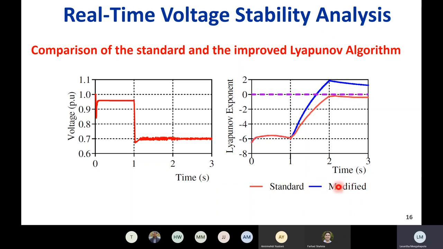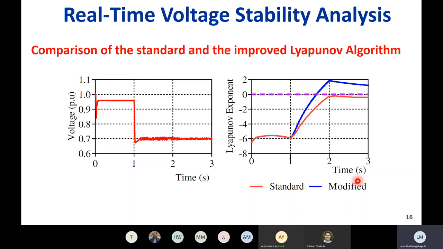But in the modified algorithm, it is flagging an instability condition, simply because the Lyapunov exponent goes above zero and becomes positive. That is the improvement that we make when it comes to the real-time voltage stability algorithm, because everything should be in perfect shape in order to benchmark three different types of PMU.